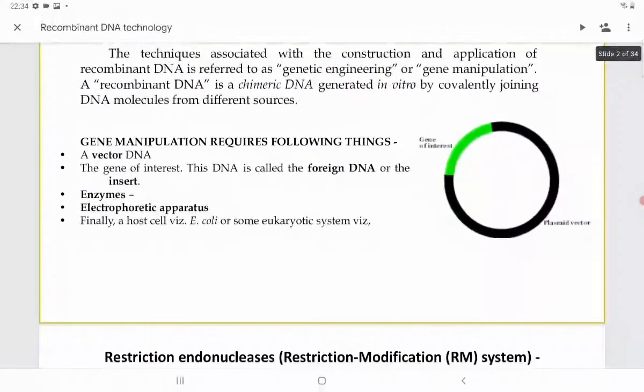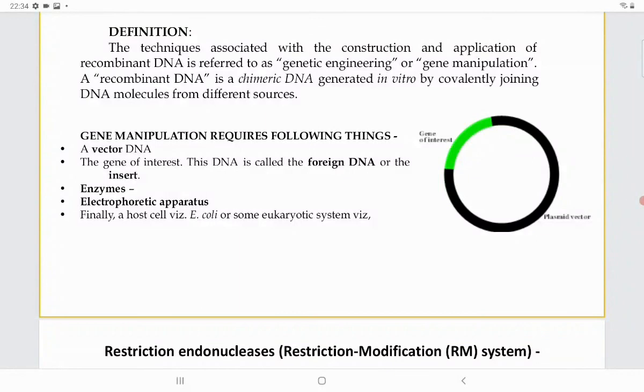And you require an instrument by which you can monitor these changes that are taking place. So you require electrophoretic apparatus, particularly the agarose gel electrophoresis. You need to perform that to understand whether your cloning is successful or not.